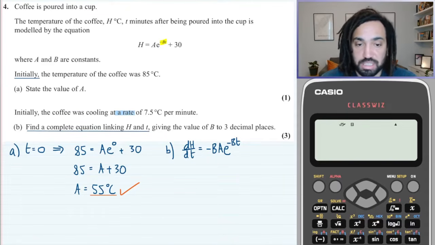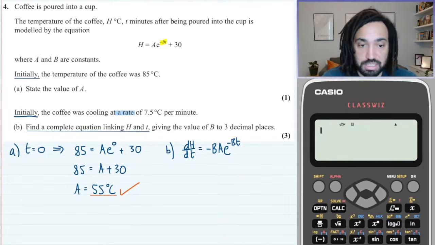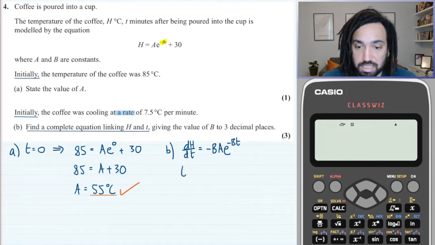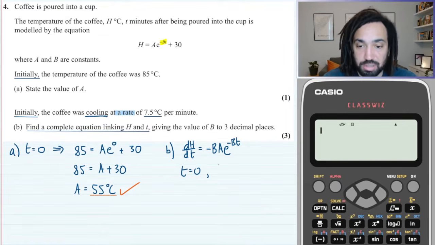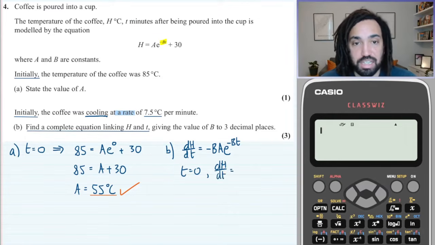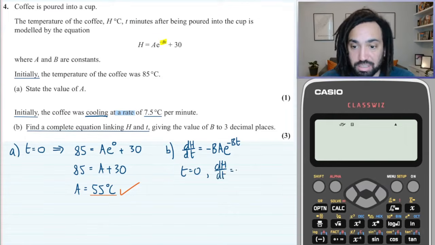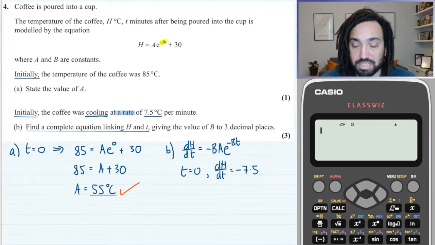Okay, so we've just differentiated, and now we need to sub in. Now it says initially, which means that t is equal to 0, and it says that it is cooling at a rate of 7.5, which is very tricky because that means that the derivative is negative because it's cooling, so the temperature is going down by 7.5 each minute, so the derivative will be negative 7.5.